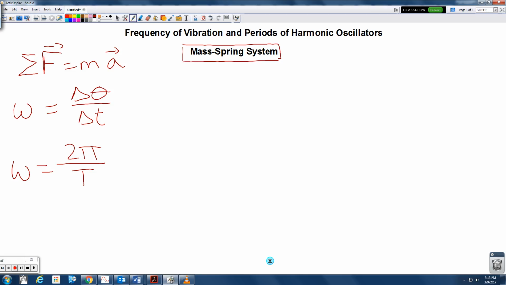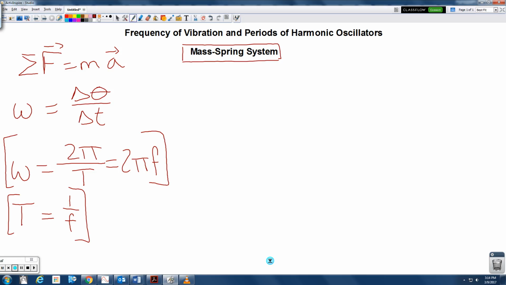Now we had already discussed, even in circular motion, that the period T, the time it takes to complete one revolution or one cycle, is equal to frequency to the negative 1, or 1 over the frequency f, where frequency is measured in cycles per second, how many cycles every second. So you can see from here, we can substitute this value in for T, and we'll get for omega 2 pi f, or 2 pi times the frequency. And this is what we named in Chapter 10 our angular frequency.